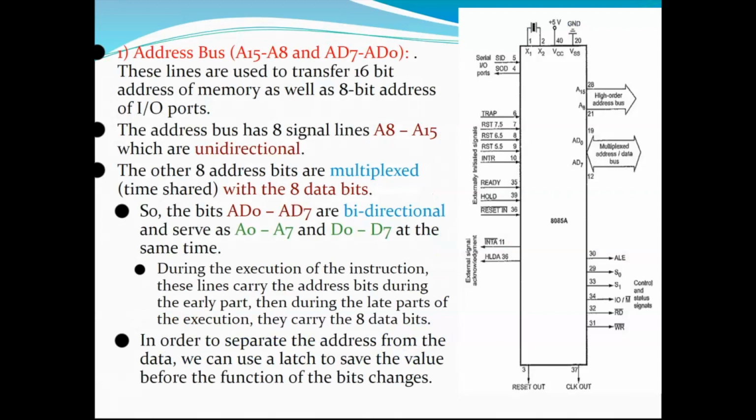The address lines are used to transfer a 16-bit address of memory as well as an 8-bit address of I/O ports. The address bus has 8 signals, A8 to A15, which are unidirectional. The other 8 address lines are multiplexed with the 8 data lines. So the bits AD7 to AD0 are bidirectional and serve as A0 to A7 and D0 to D7 at the same time.